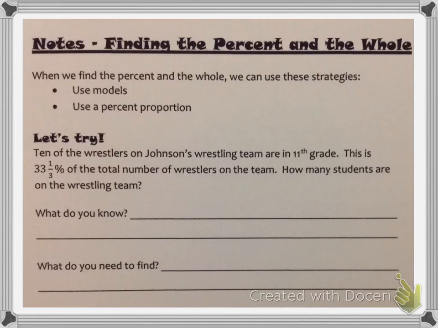Because this is a word problem, my first step is going to be to use my nosy. I highlighted my question. Now I need to go back through and underline or circle any important information. I know that 10 of the wrestlers are in 11th grade and that is 33 1/3% of the total, but those are the only numbers I'm given. So sometimes it helps to break down a problem into what we know and what we need to find.